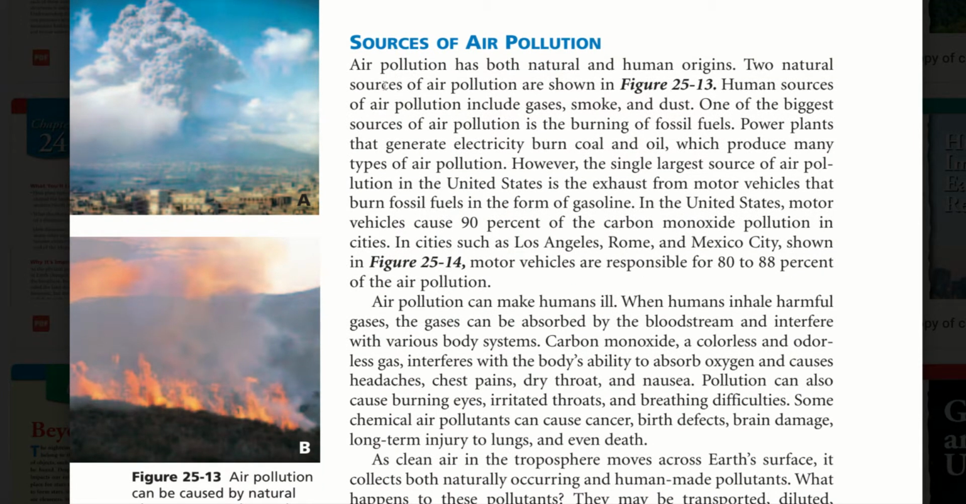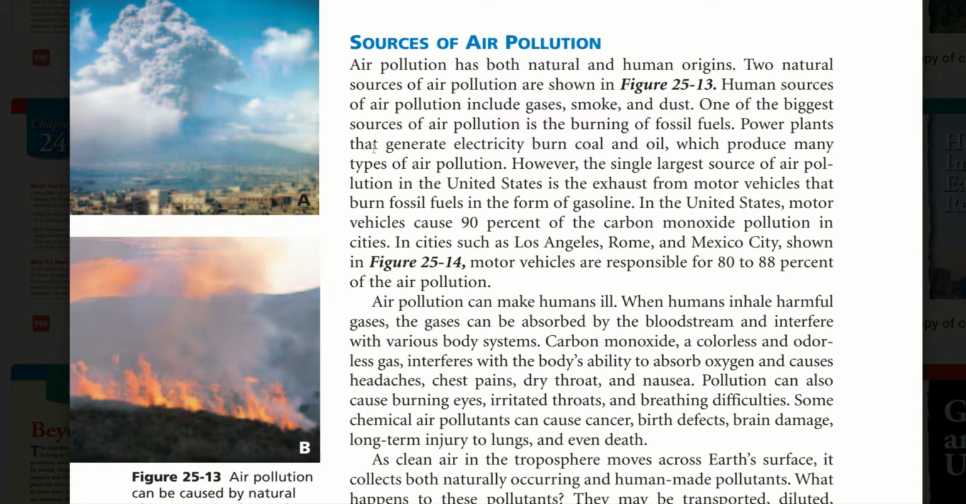Sources of air pollution. Air pollution has both natural and human origins. Two natural sources of air pollution are shown in Figure 25.13. Human sources of air pollution include gases, smoke, and dust. One of the biggest sources of air pollution is the burning of fossil fuels.